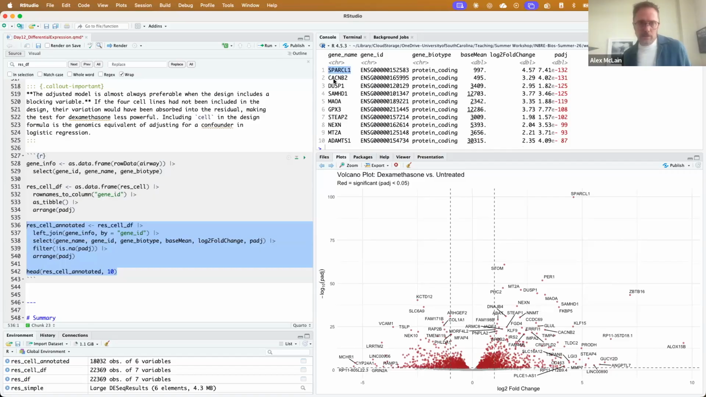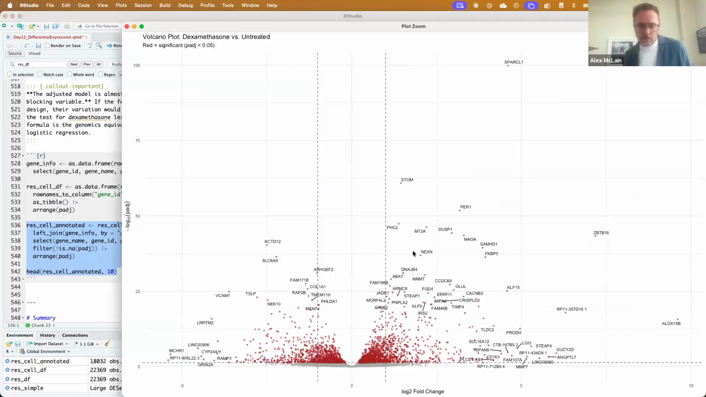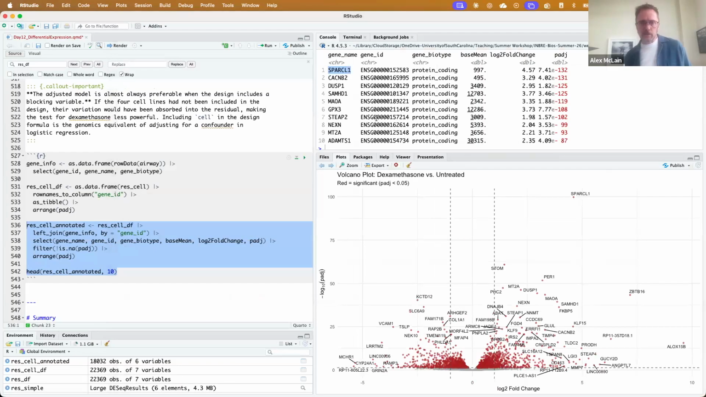Number 2 is this CACNB2. I don't see that on the previous one. So that's certainly one that jumped up to be a lot more significant after we adjusted for the cell line. Oh, here it is right here. So it was relatively significant the first time, had a decent log2 fold change, but significance jumped way up to where it's around the same line that we had previously.